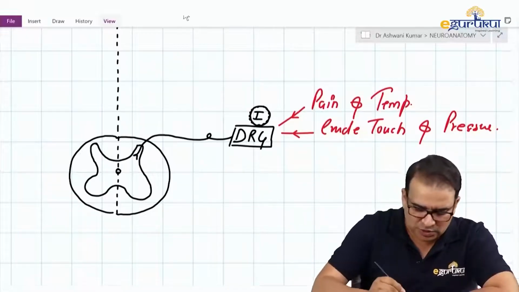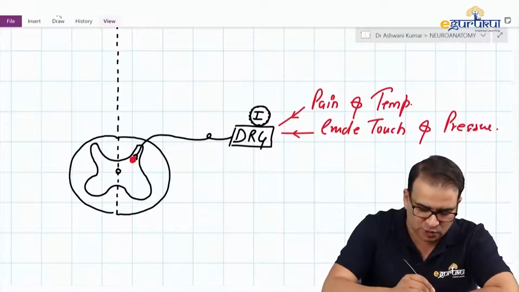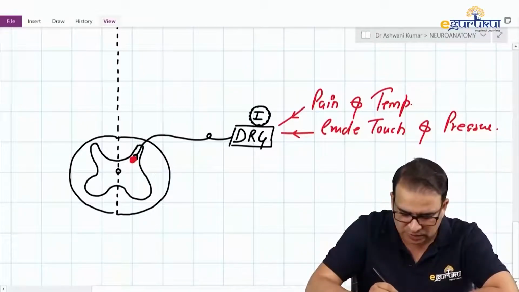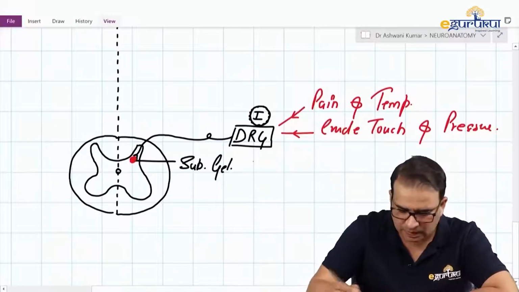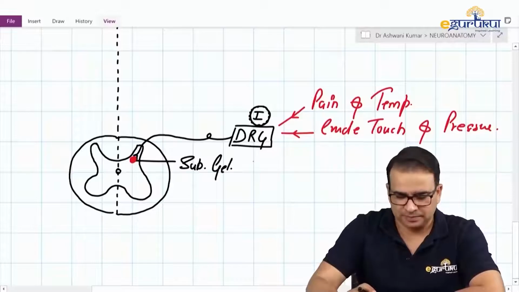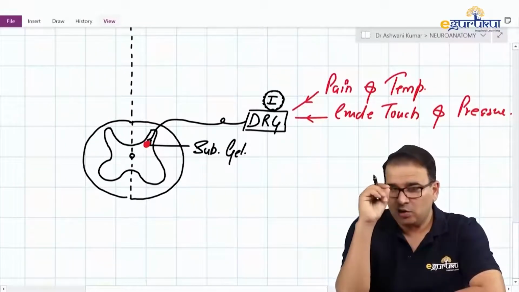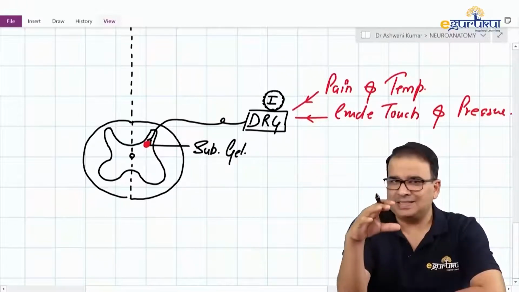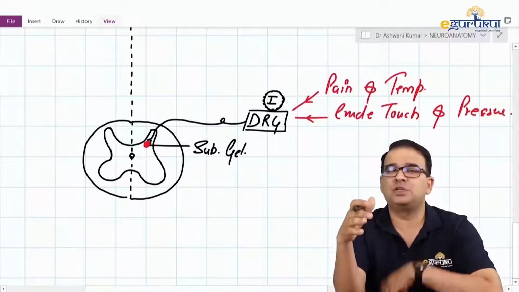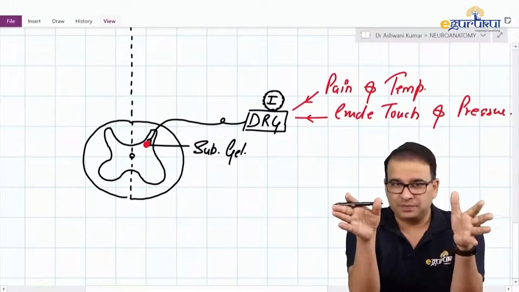And there's a nucleus present here, which is called the substantia gelatinosa. That is going to be the main nucleus here. Let me just label that here only. Substantia gelatinosa. You already know that. So this is going to be the end of first order neuron. Now guys, second order neuron will start from substantia gelatinosa, and it's the property of substantia gelatinosa which can differentiate between the pain and temperature and crude touch and pressure here.